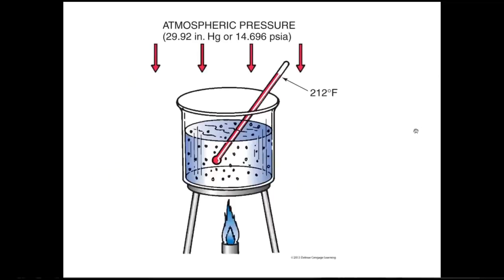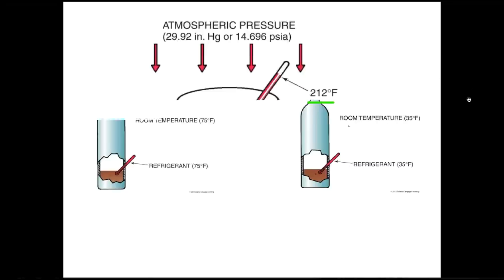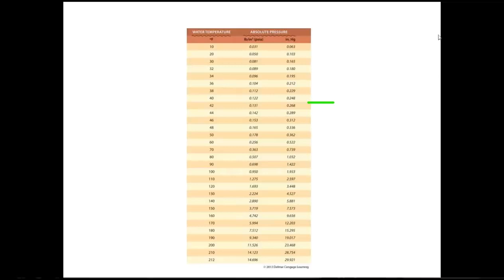Now, we're still again talking about water. The changing of state of water at atmospheric pressure happens at 212 degrees Fahrenheit. And we can see that right here. This is a pressure temperature chart for water.